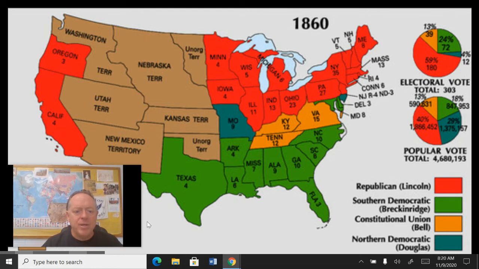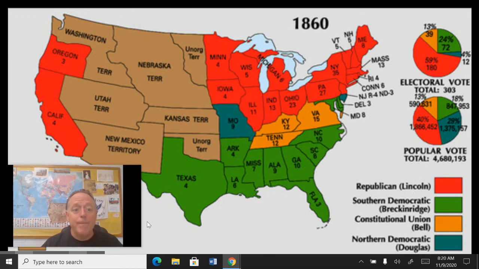The fact of the matter is the population of the North was so large at this time that Lincoln did not need Southern votes to win the election. And in fact, Lincoln was not even on the ballot. Imagine this. Lincoln was not on the ballot in 11 Southern states. You could not vote for Abraham Lincoln, the Republican, in this election. But as you can see, he comfortably won the majority of electoral votes, even though he only won 40% of the popular vote, making him a minority president.